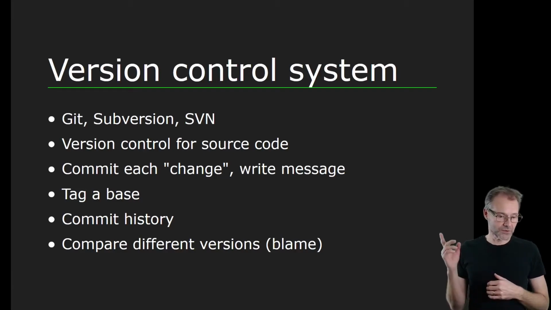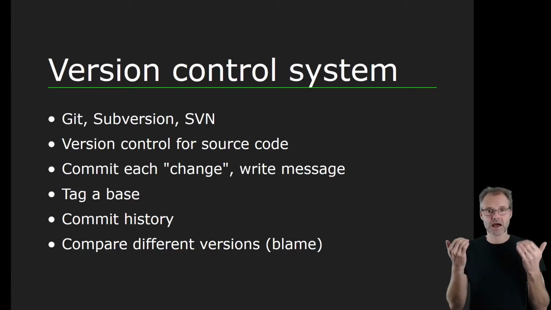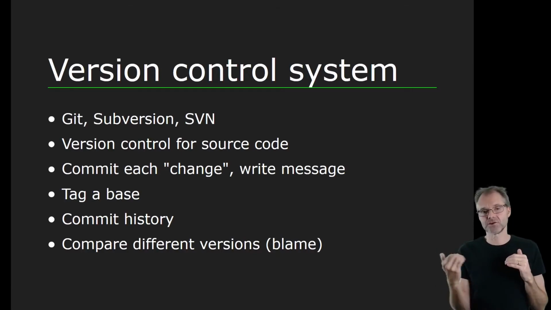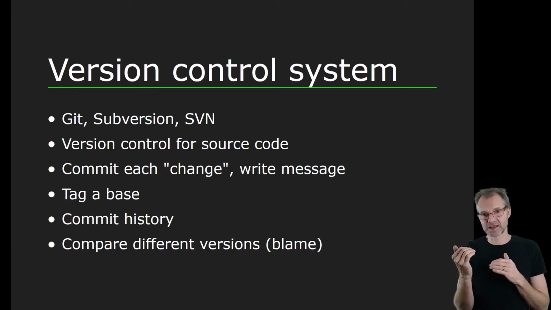What we also do is tag the base. So when we are happy with a bunch of commits, we say, okay, I'm happy, I'm going to release this now. I have a stable base that is working. So then I do a tag, and a tag is basically a version number, or a tag name, that is attached to a commit ID.